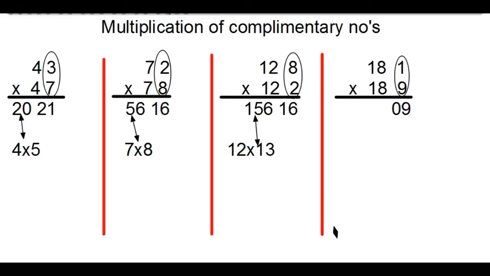And the next step would be 18 into the next integer, 18 into 19. 18 into 19 will be 342. So the answer here is 34209. So this is how we can multiply complementary numbers in 2 simple steps. The first step is multiplication of unit spaces. So whatever result we get, that has to be taken in the answer. And the next step is multiplication of the remaining part of the number with the next higher integer.